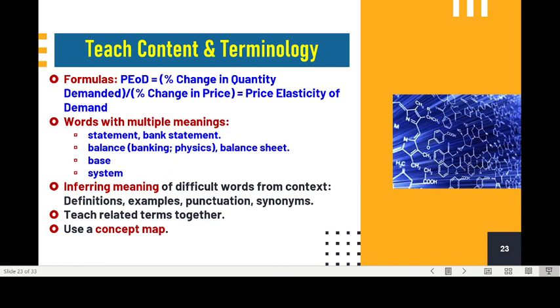Teach related terms together, especially derivatives like compete, competitor, competitive, competition. It's easier for the students to remember derivatives when we teach them together than if we teach only one of these words. Use a concept map or a mind map to show the relationships, to group words together.